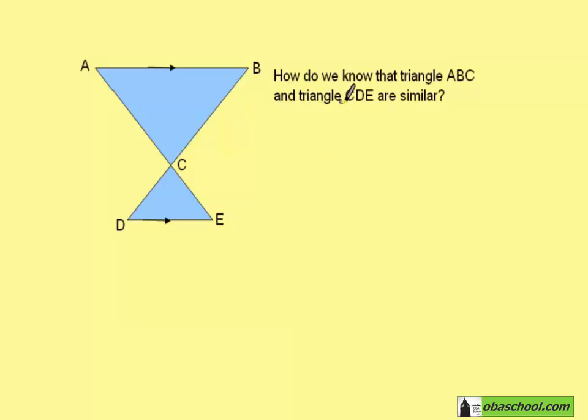How do we know that triangle ABC and triangle CDE are similar? The first thing we should note is that this angle must be equal to this angle. The reason that angle DCE is equal to angle ACB is that these are vertically opposite angles.